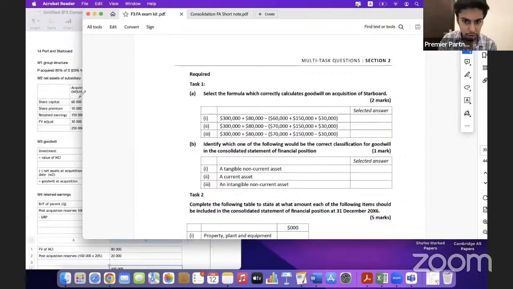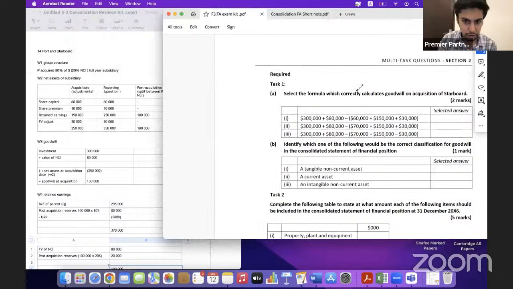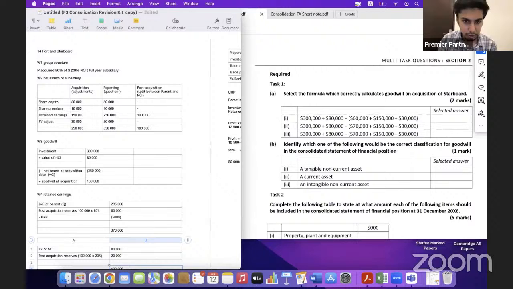Like this, you should be able to, guys. I know it's 300 plus 8 minus 250, but they are asking how did you get 60 plus 10 is 70, plus 150, plus 30. Option number 2.